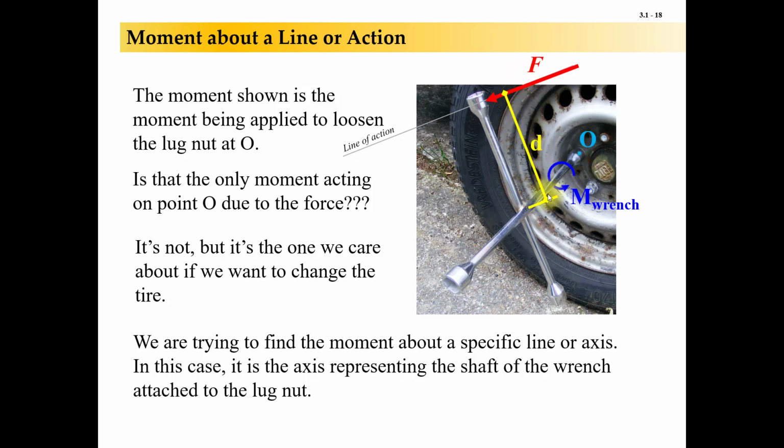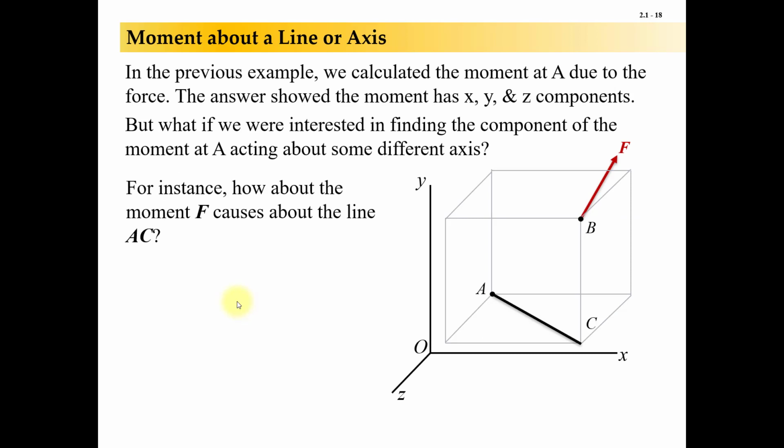And that's great and all because this is a very simple system here, but it will get much more complicated when we get into 3D. Okay, so now moment about a line or axis. We were talking about the moment about point A. But now what we're really talking about is the moment about this line here. And so that still goes through A.